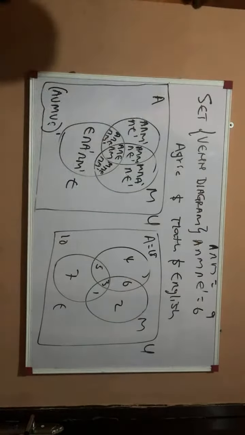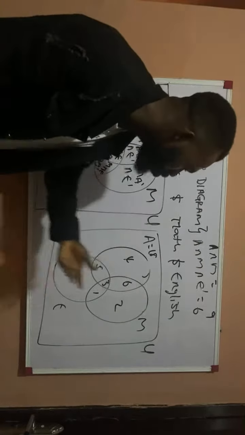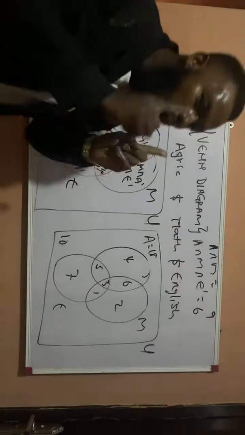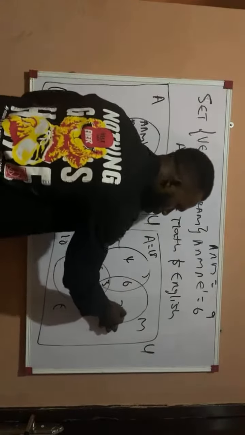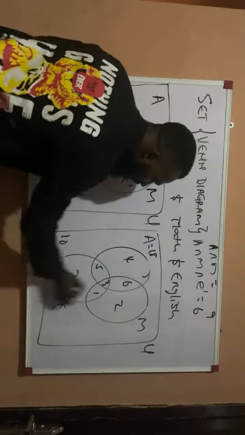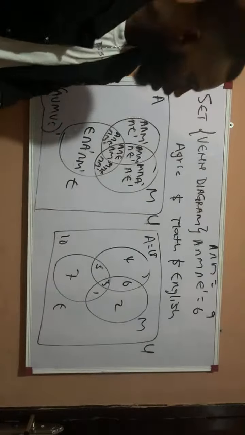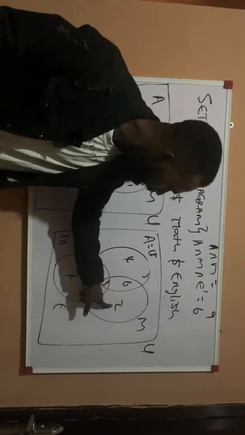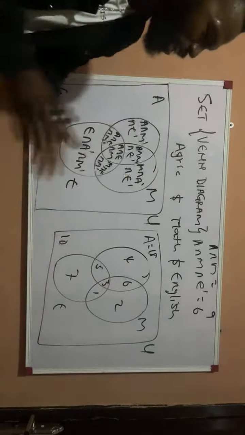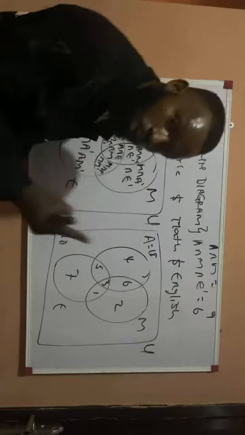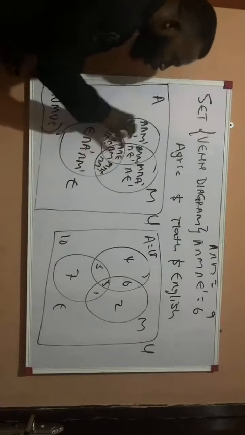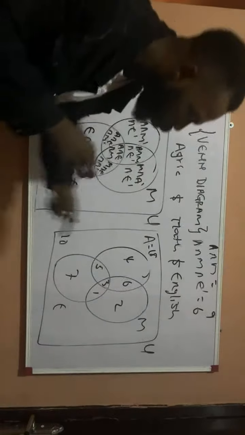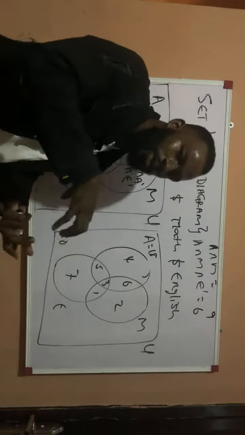Now, what if the question says, how many students offer only one subject? Only one subject. It simply means Greek only, plus mathematics only, plus English only. These are one subject. So 4 plus 2 gives us 6, and 6 plus 7 gives us what? 13. So the number of students that offer only one subject is 13. So you see, with the idea of these things, you can solve problems on Venn diagram, knowing what each of these points in the circles represents.